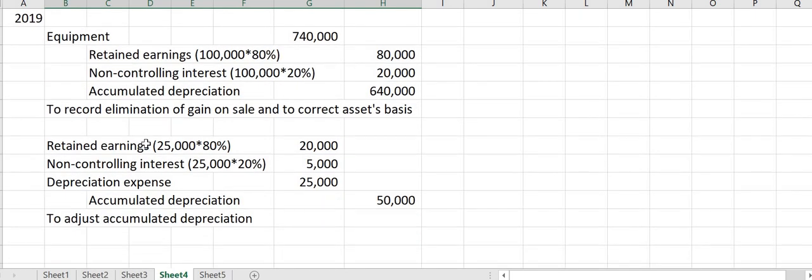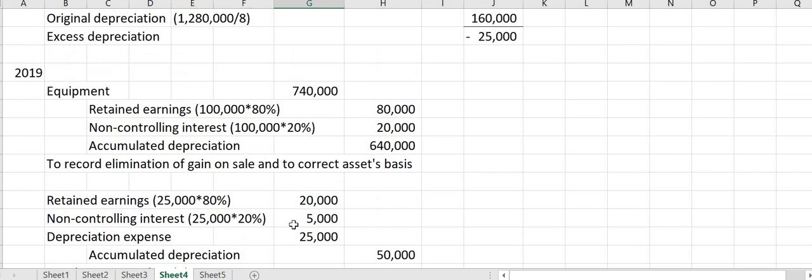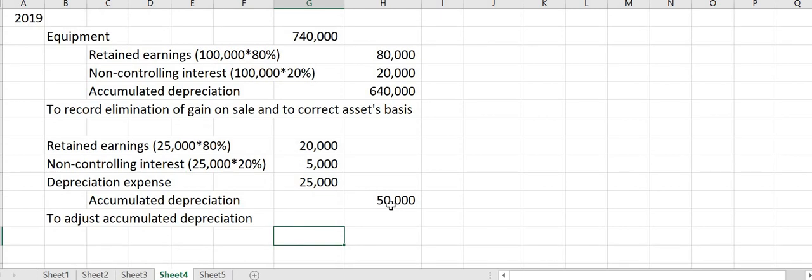Okay, so the second entry to adjust accumulated depreciation, we'll credit accumulated depreciation for 50,000. That's actually the 25,000 times 2, diba? The excess depreciation for 2 years. Then, yung previous year's excess depreciation, which is 25,000, will be allocated to the controlling and non-controlling interest. So, we'll debit retained earnings for 20,000. That's actually 25,000 times 80%, and non-controlling interest at 25,000 times 20% at 5,000.